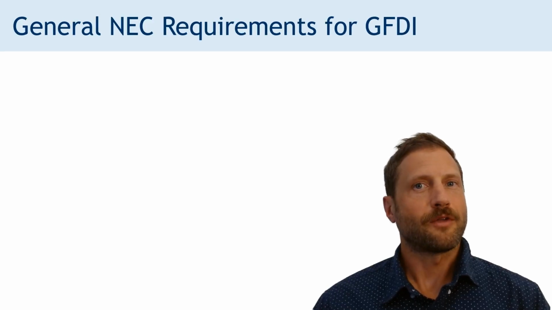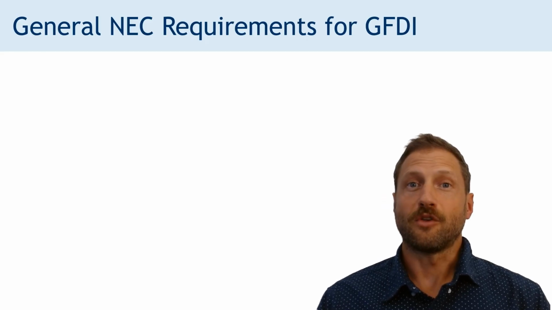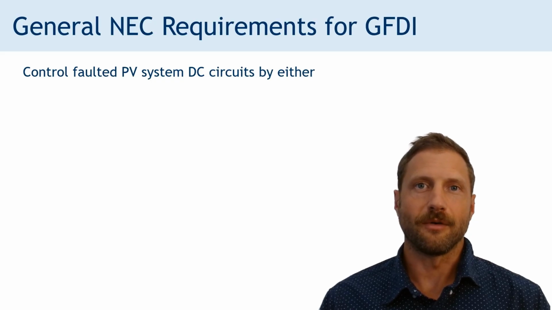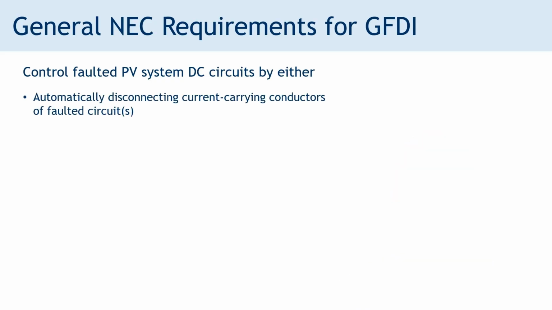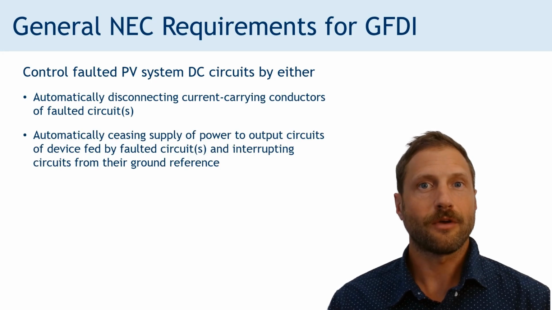To properly understand what DC GFDI is, we need to look at the requirements that apply to it in the NEC. The NEC has two main requirements for it. It says that it needs to control faulted PV system DC circuits by either automatically disconnecting current-carrying conductors of faulted circuits, or by automatically ceasing supply of power to the output circuits of the device fed by the faulted circuits and interrupting their ground reference.